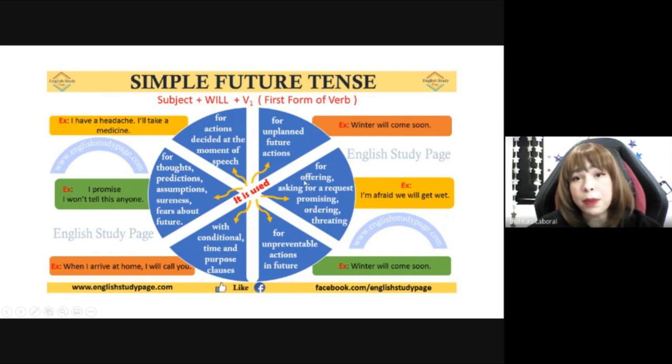We also use simple future for offering or asking for a request, or promising, or ordering, or threatening people. Example: I'm afraid we will get wet. We also use future for unpreventable actions in the future. Winter will come soon. This is something that we cannot avoid. We use future tense with conditional time and purpose clauses. When I arrive at home, I will call you. So something is going to happen before. For thoughts, predictions, assumptions, sureness, fears about future.